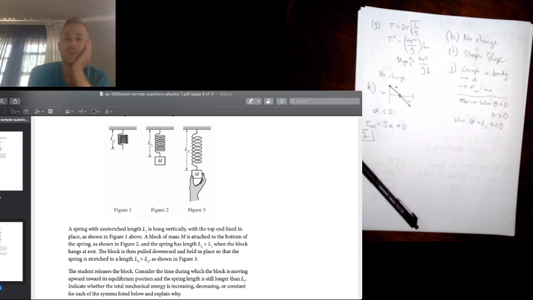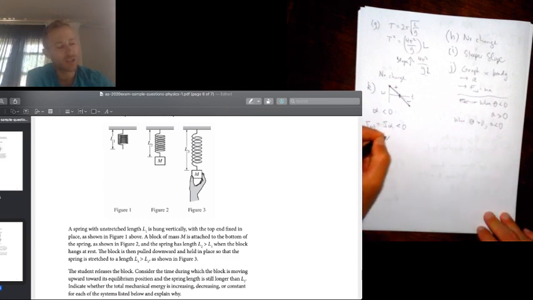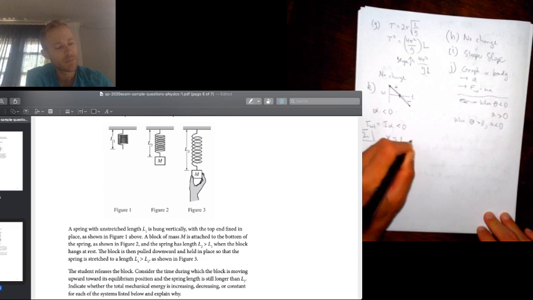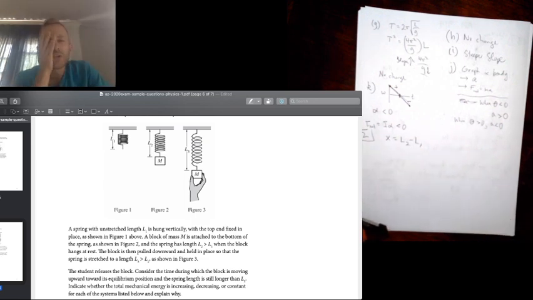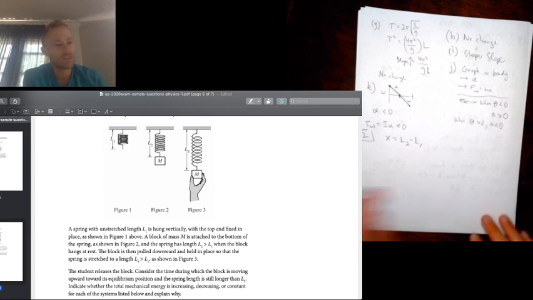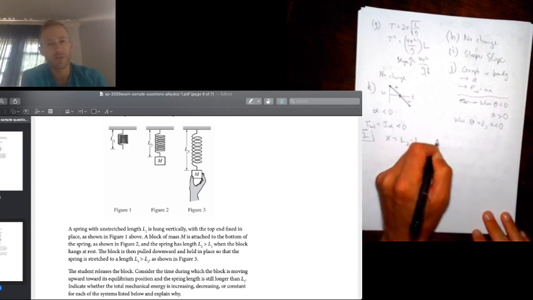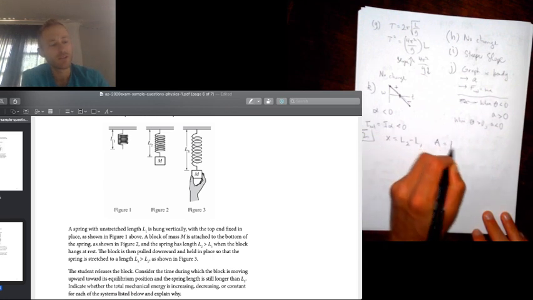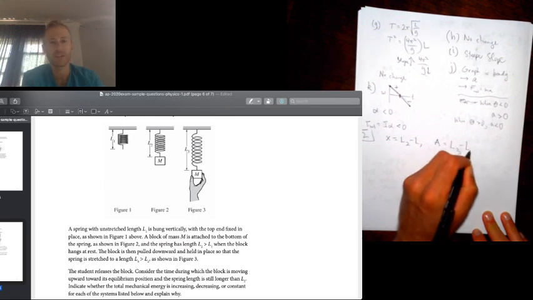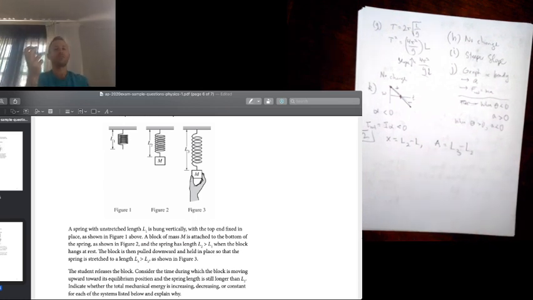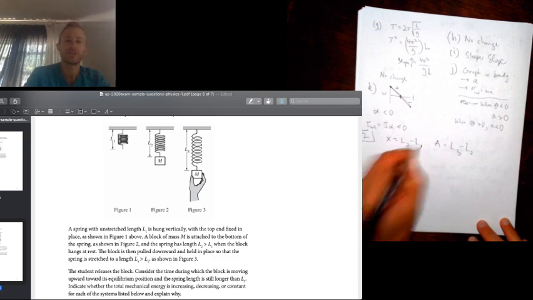And the spring has a length L2 greater than L1 when the block hangs at rest. So basically X, the extension, is L2 minus L1. When the block is then pulled downward and held in place so that the stretched spring has a length L3, what that means is that the amplitude of the simple harmonic motion is L3 minus L2, right? Because the amplitude is the distance beyond the equilibrium length. So we have x and we have amplitude based on this information.